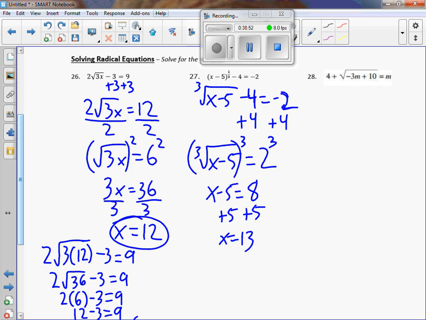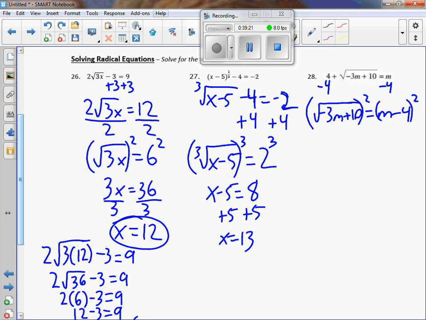Number 28. This one gets a little bit harder. Again, step 1, get the radical by itself. Notice it's separated by that plus sign. So when it's separated by a plus or minus sign, we're going to add or subtract whatever we need to do in order to get the radical by itself. Now to get rid of the radical, just like number 26, we're going to square both sides.